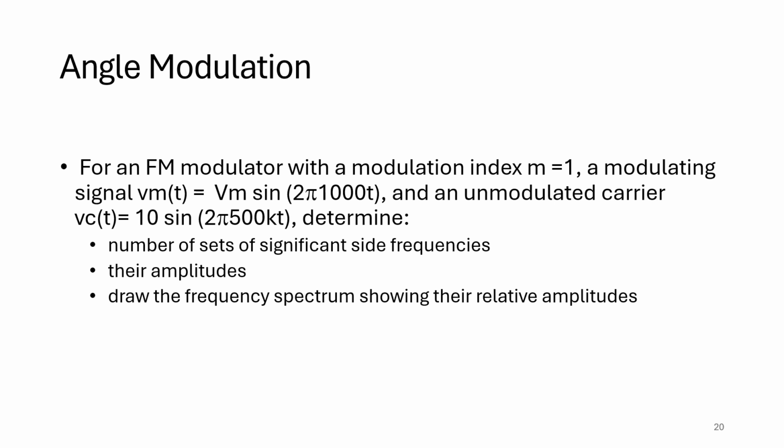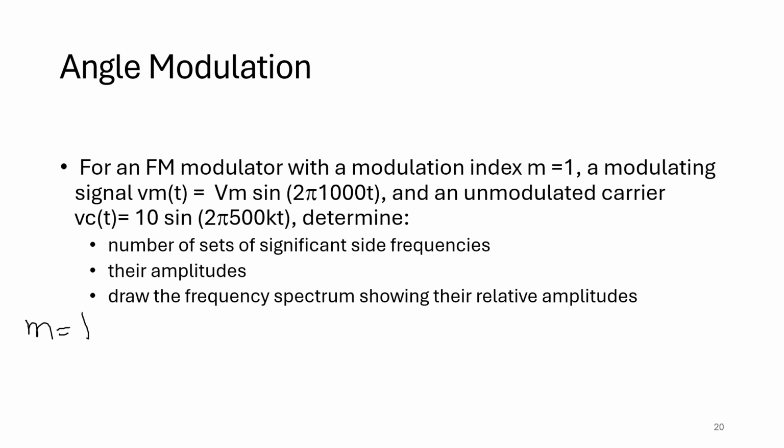For an FM modulator, we have to determine the number of sets of significant side frequencies. To determine that, we need to solve for our modulation index. So what is the modulation index for FM? The modulation index is given. It says there 1.